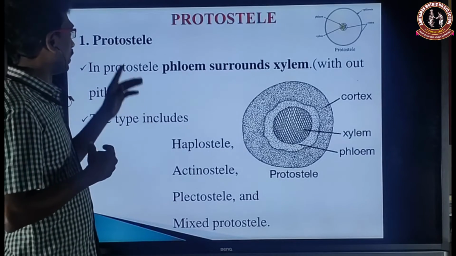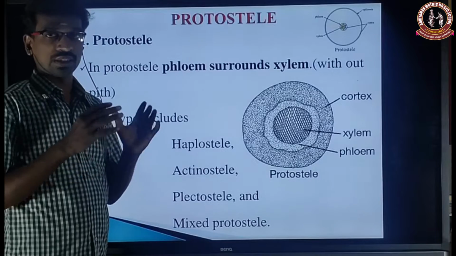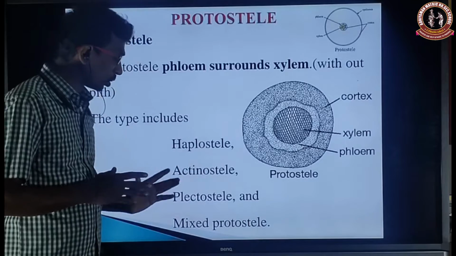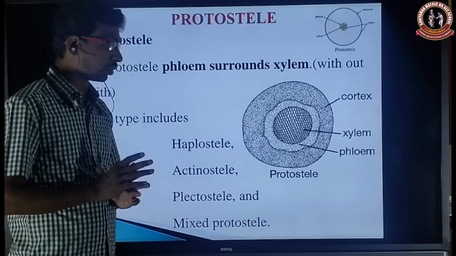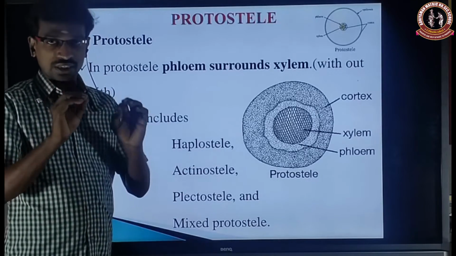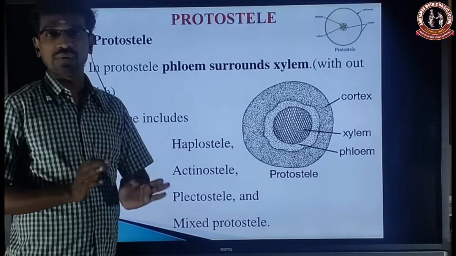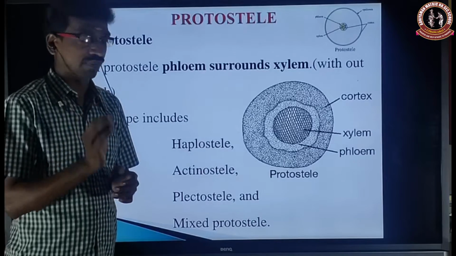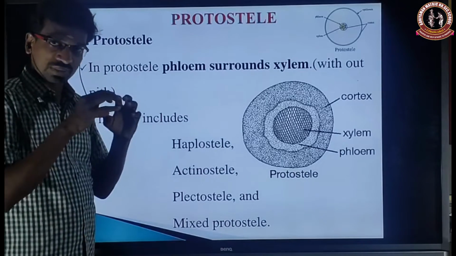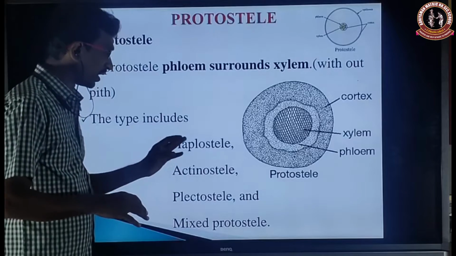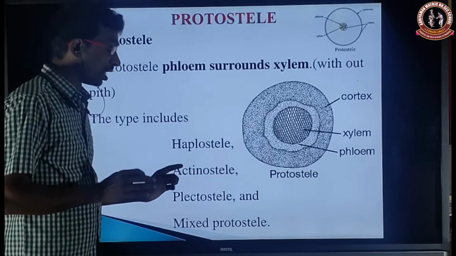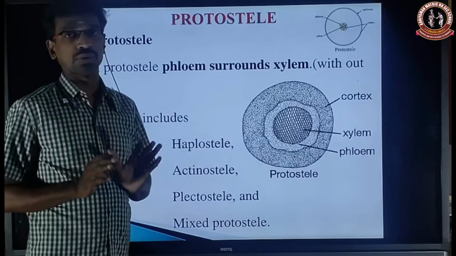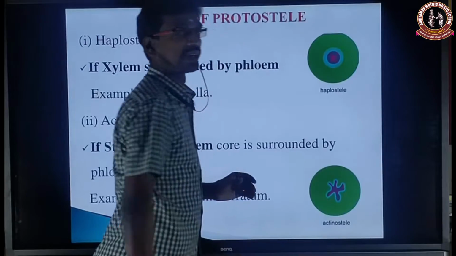So, the protostele is further classified into different types: haplostele, actinostele, plectostele, and mixed protostele, based on the distribution of the xylem and the phloem. Based on the distribution of xylem and phloem, the protostele is further grouped into different categories. We can see them one by one.